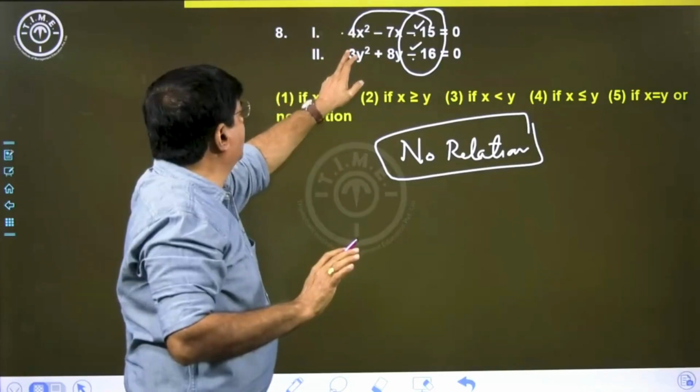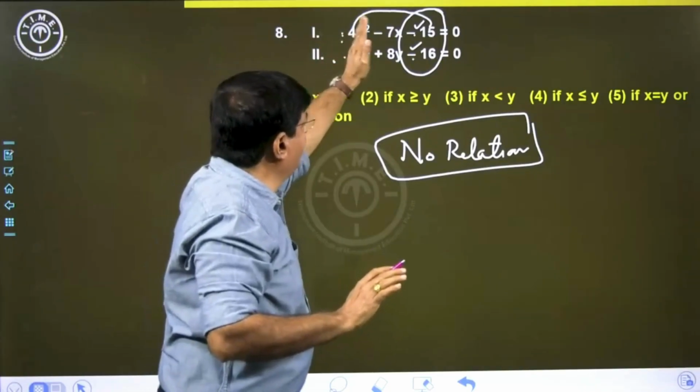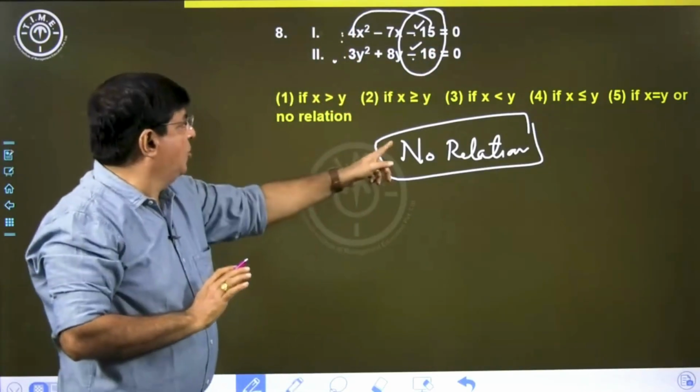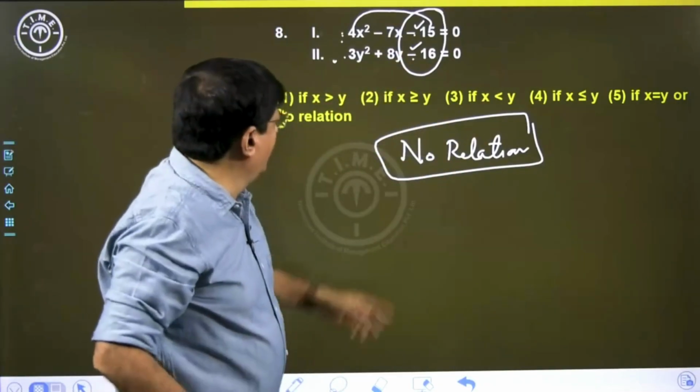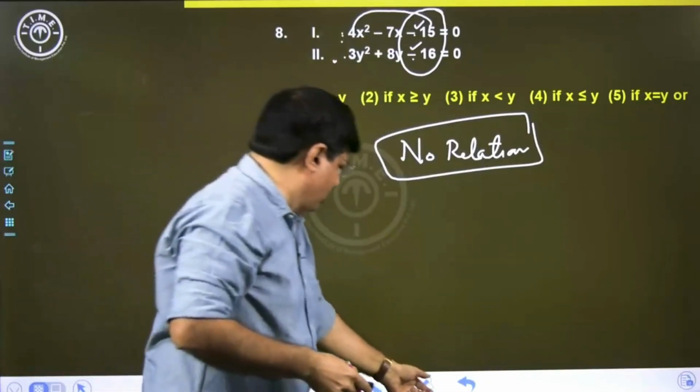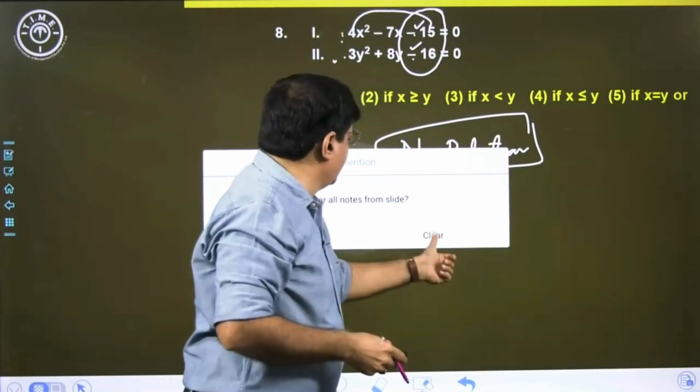The coefficient of x square, coefficient of y square should be positive and it should be in this form. So no relation, minus and minus, no relation. Over problem. Don't even get into finding the roots, not required. Let's go to the next question.